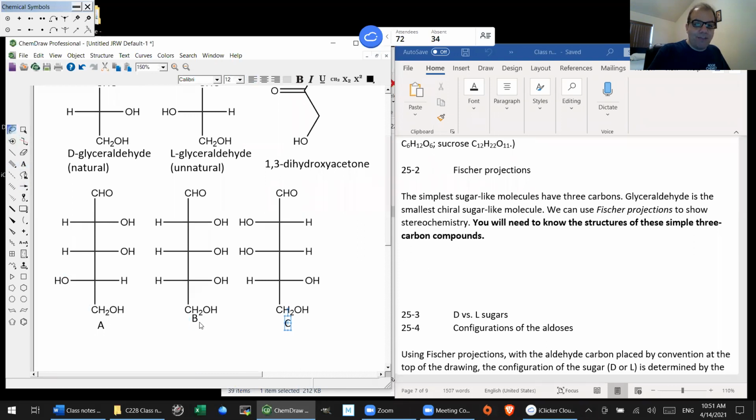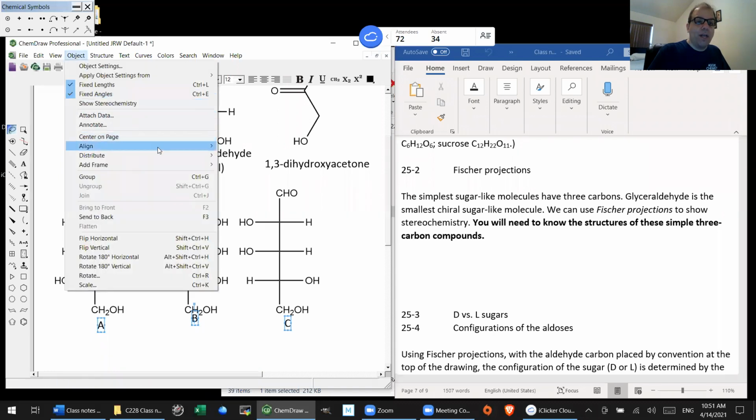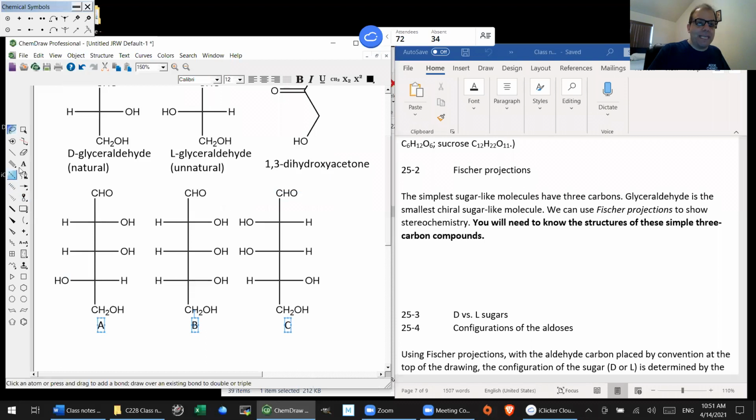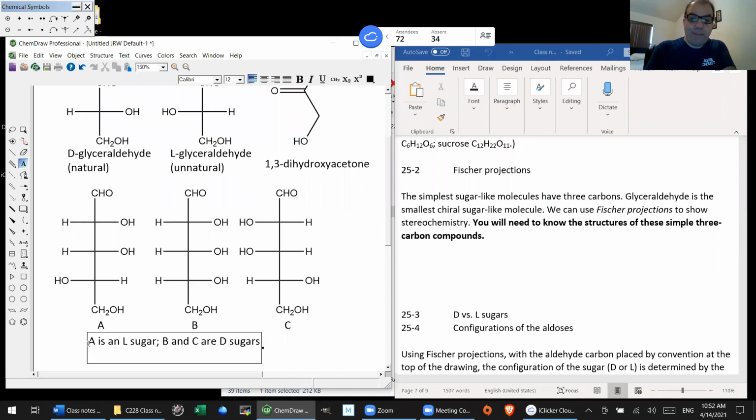So like I said, I do not know what these compounds are, nor do I care if you know. I'm just going to label them A, B, and C. So, let's see, A is an L sugar. B and C are D sugars. And I would expect you to be able to tell that as well.